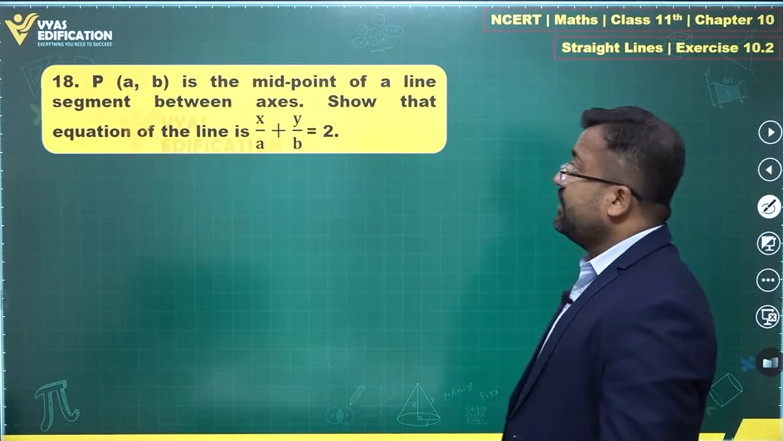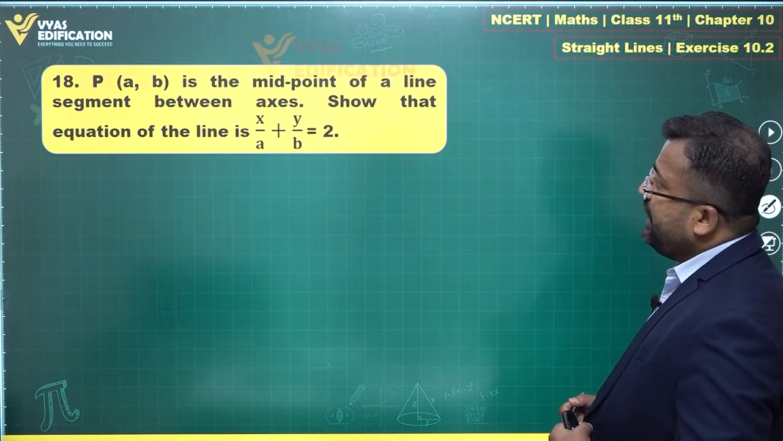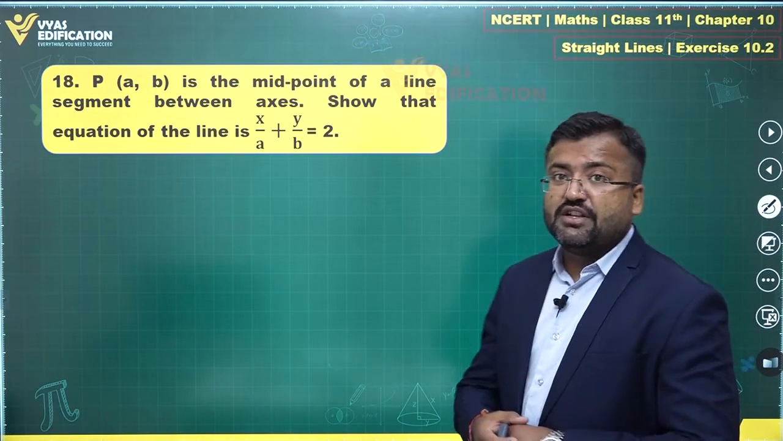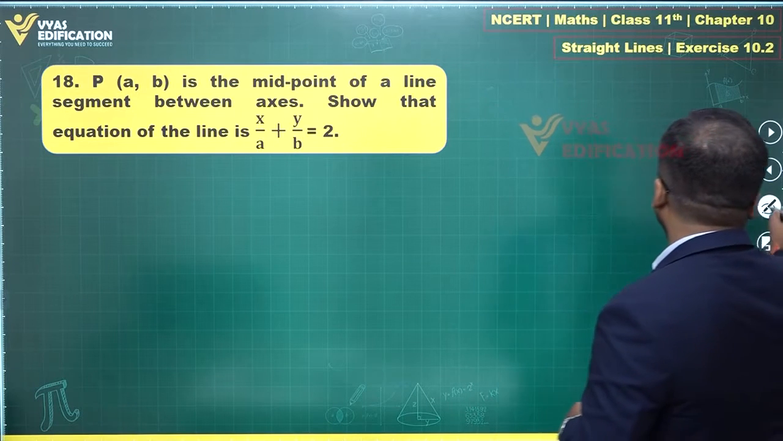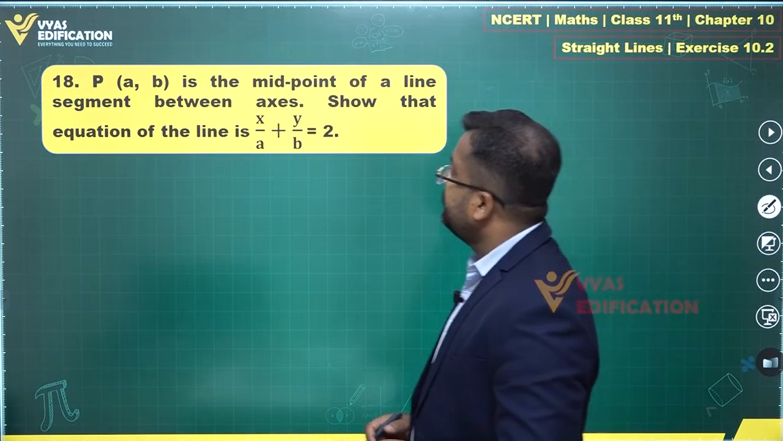Let's talk about the 18th question. P(a, b) is the midpoint of a line segment between axes. Show that the equation of the line is x by a plus y by b is equal to 2. Okay, let's deal with this one. So P is the midpoint of a line segment between axes.